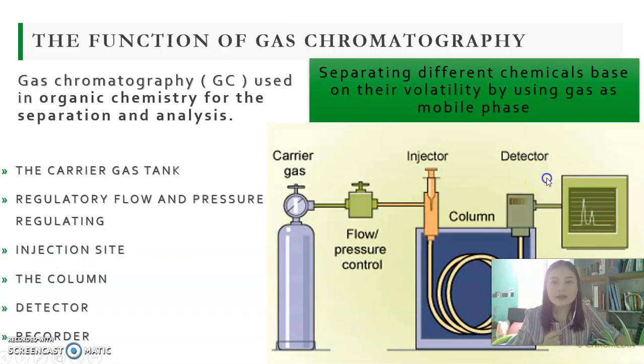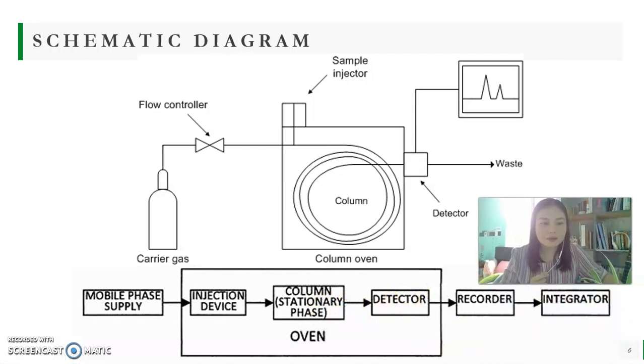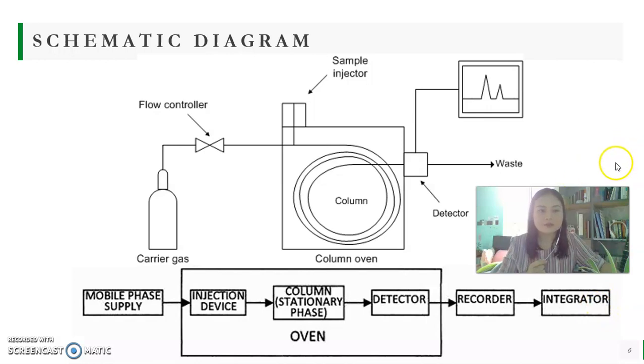Next, I will talk about the schematic diagram for gas chromatography. First, you will have a carrier gas, and then the flow control, the column oven, which contains the sample injector, the column, and then the detector, and then the data system. And then, as you can see here, the mobile phase supply, this one is the oven, which contains the injection, columns, stationary phase, and then the detector, recorder, and then the integrator.